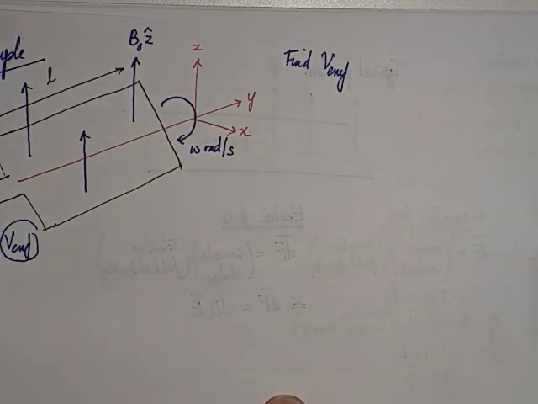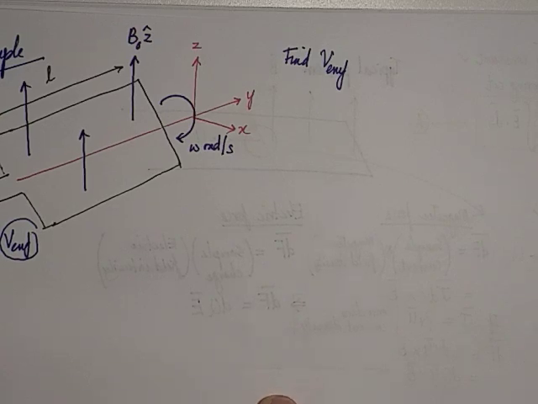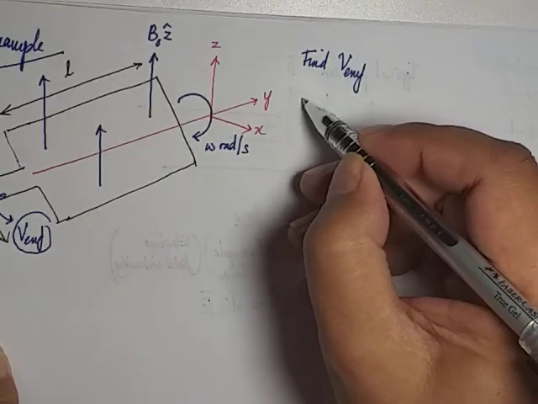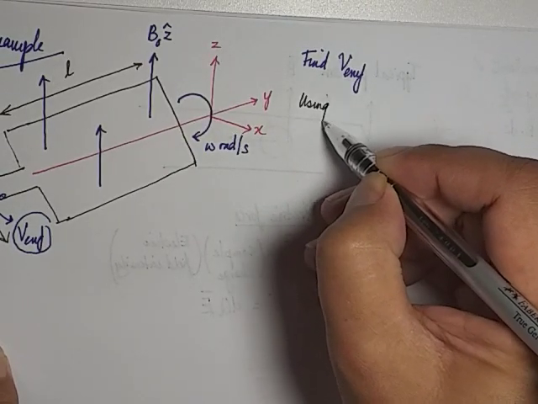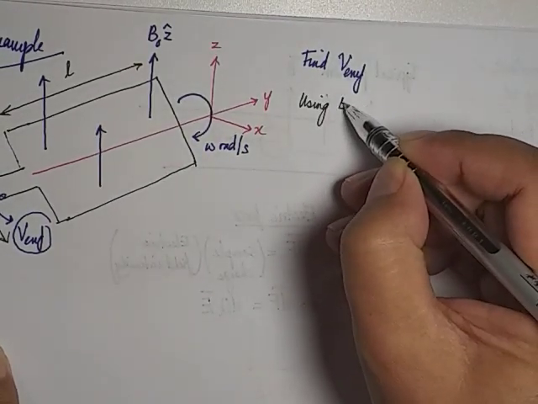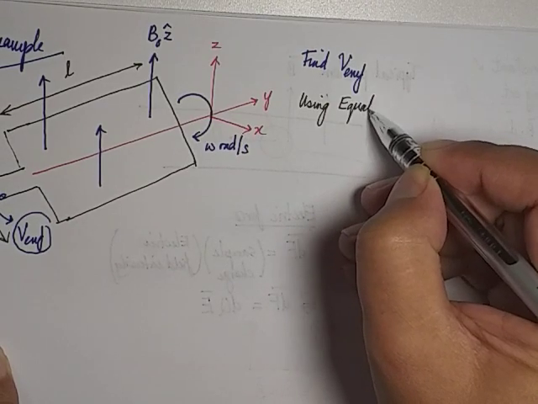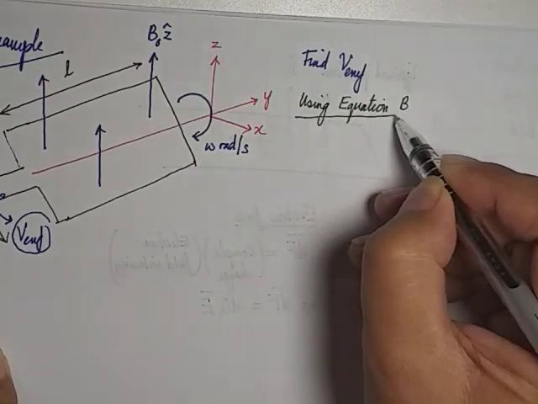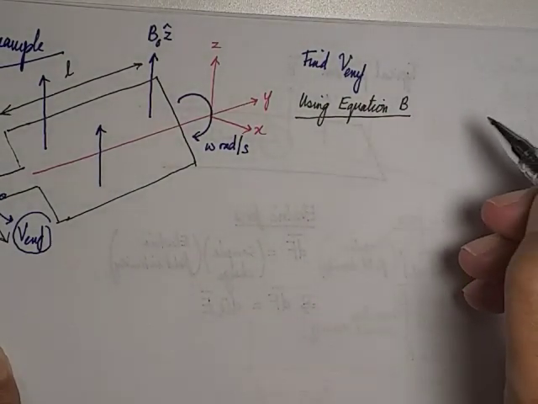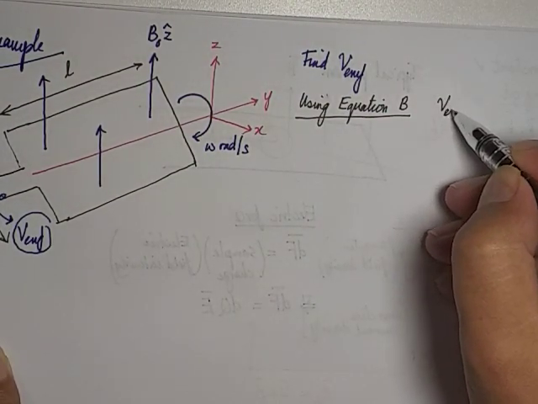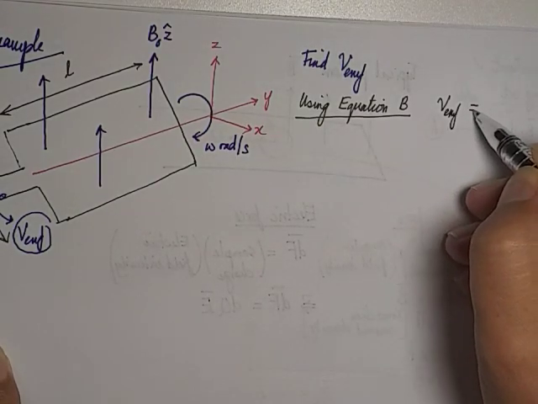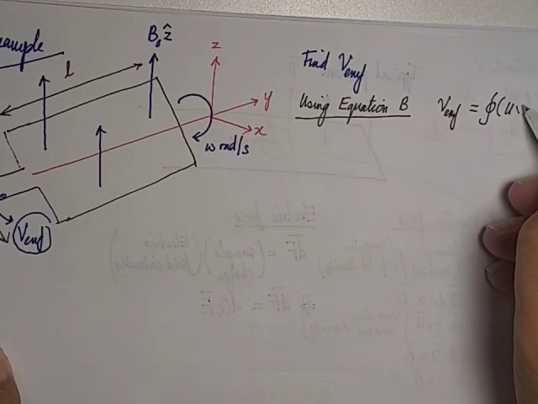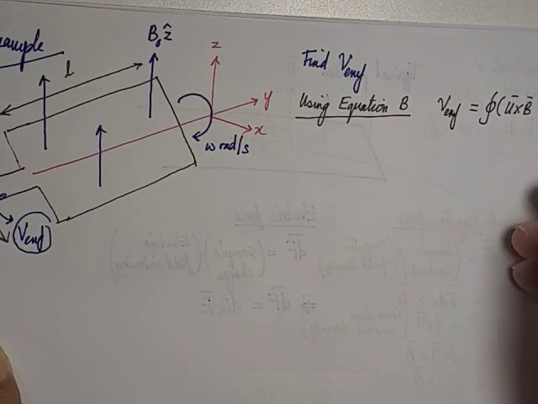Okay, so now a solution. We are using method B now, so I'm going to use equation B. So what's this equation? State just now, VEMF equals u cross B dot dl.